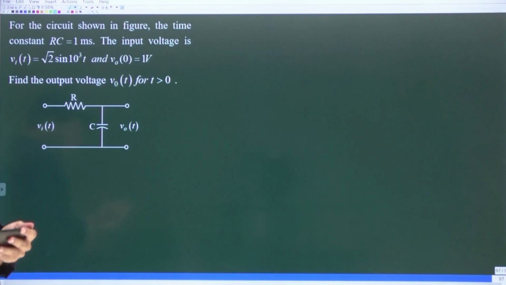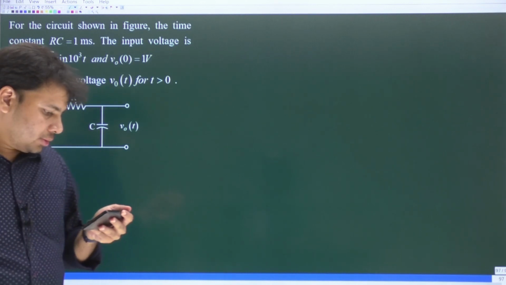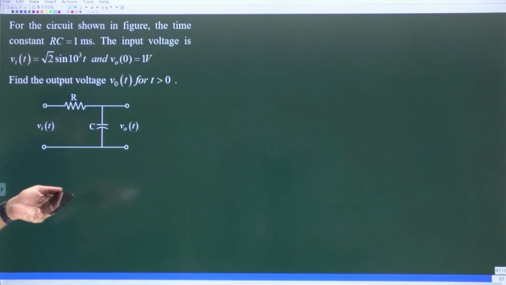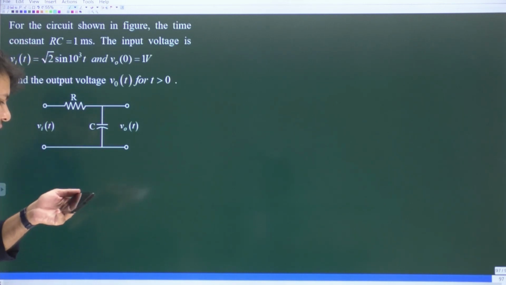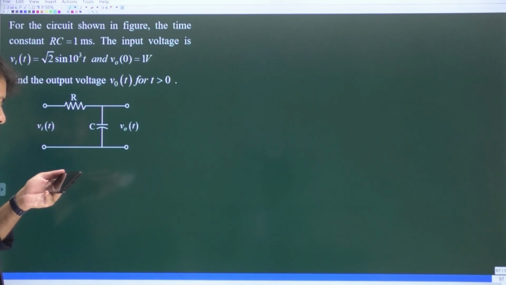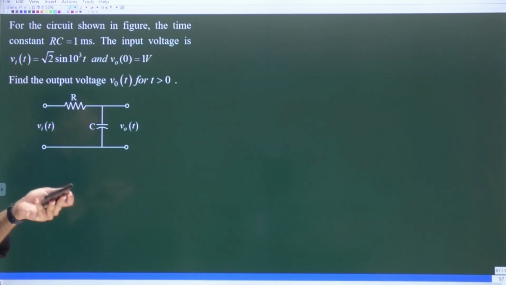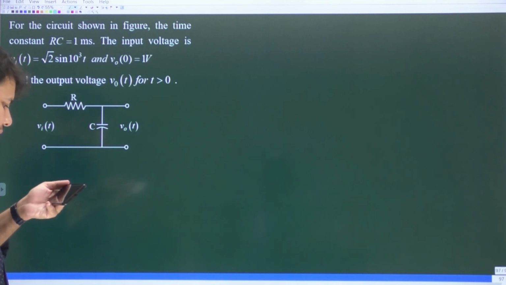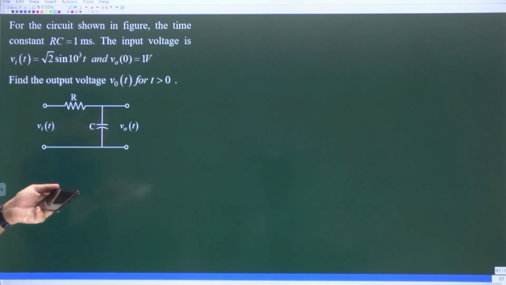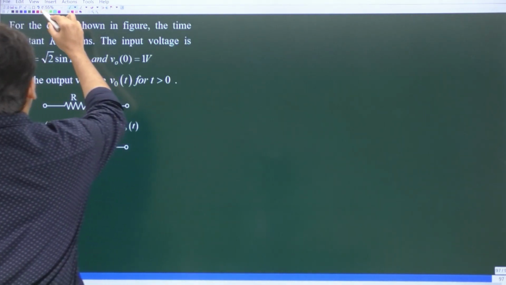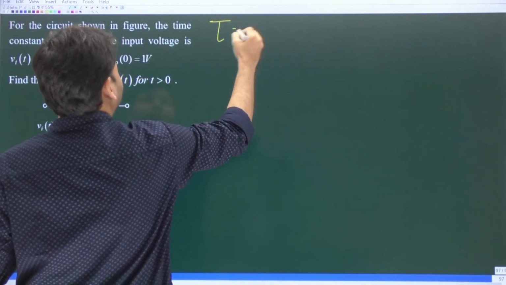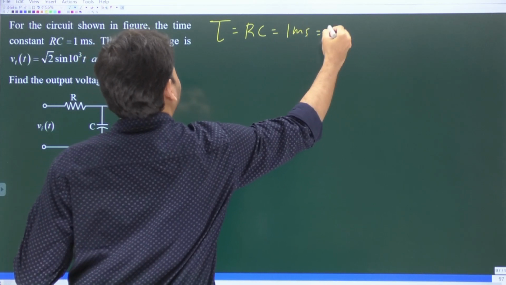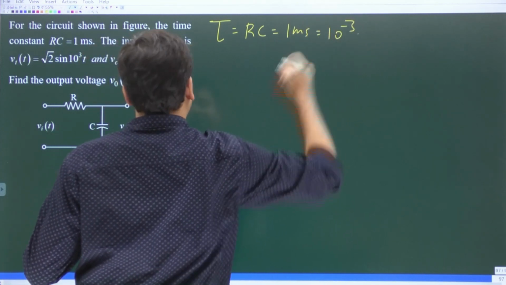Anyway, are you able to read the equation? So I'll just read it. For the circuit shown in figure, in fact, what circuit is this? Is it not a simple RC circuit? It is what? A simple RC circuit. Any RC circuit will have a time constant, which is what? R into C, and the time constant is what? 1 millisecond. So here the value of tau is given. So tau, which is RC, is what? 1 millisecond, which is 10 power minus 3.